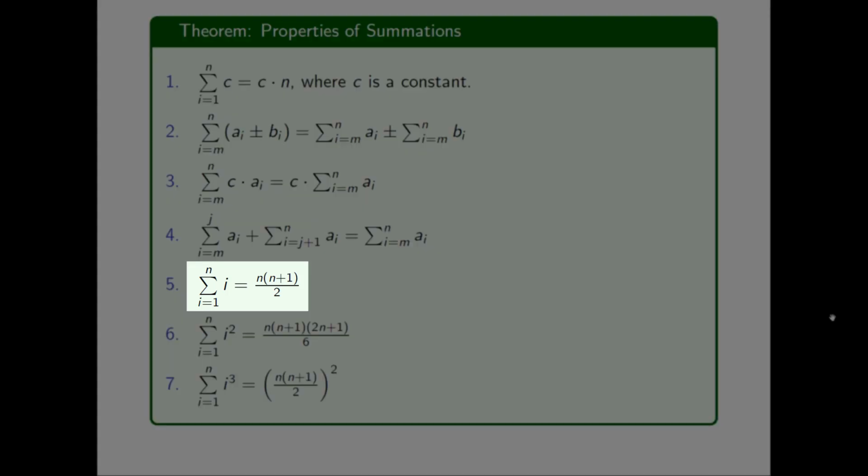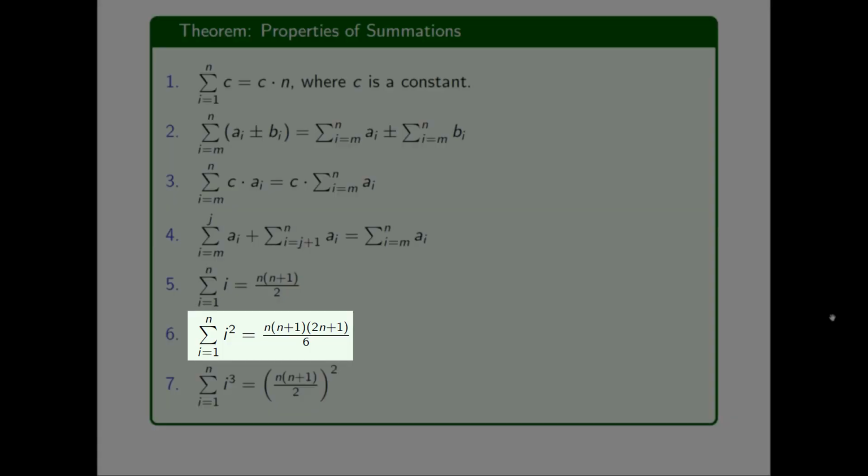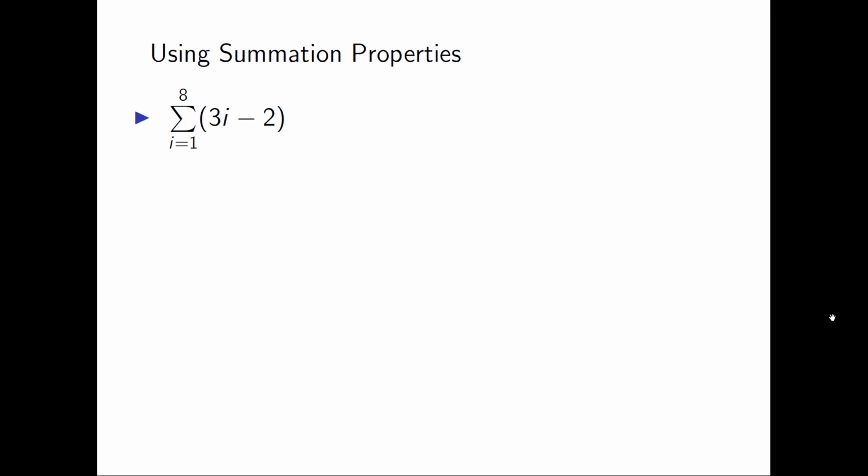The first one says if we simply sum i, so 1 plus 2 plus 3 plus 4 and so on, that equals n(n plus 1) over 2. Number 6 says if we sum i squared, so 1 plus 4 plus 9 plus 16 and so on, that would be n(n plus 1)(2n plus 1) over 6. And finally, if we sum i cubed, we get (n(n plus 1) over 2) all squared, and we'll use those in a second. Okay, so we want to just practice using the summation properties.